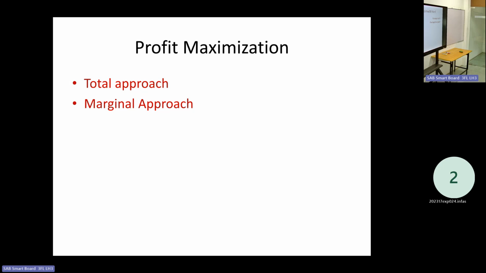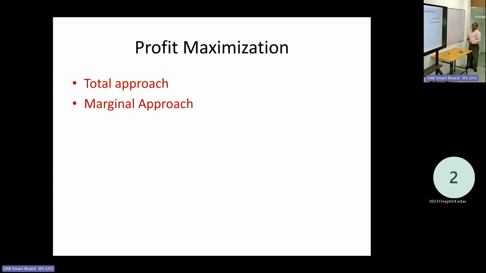Now we have two approaches. One is called the total approach, the other is called the marginal approach. It is not a complex task. The total approach means we take into account the total cost curve and the total revenue curve, and then we explain profit maximization. The marginal approach means we take into account marginal cost and marginal revenue. In the total approach, we take profit as TR minus TC.